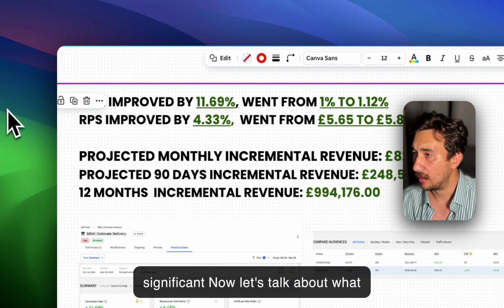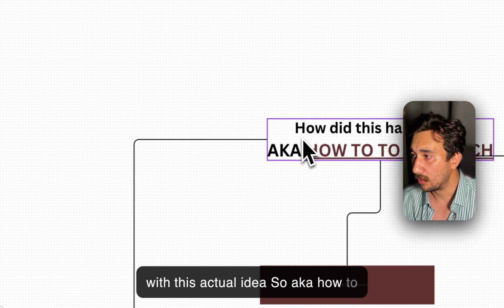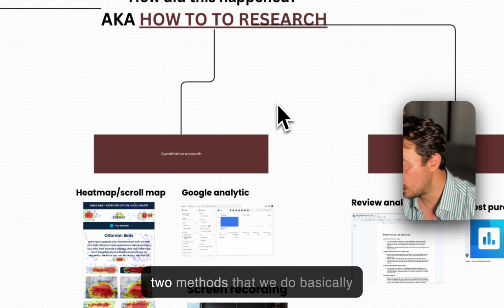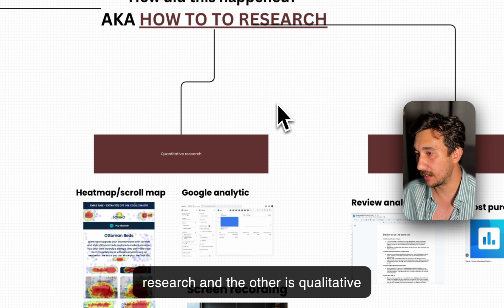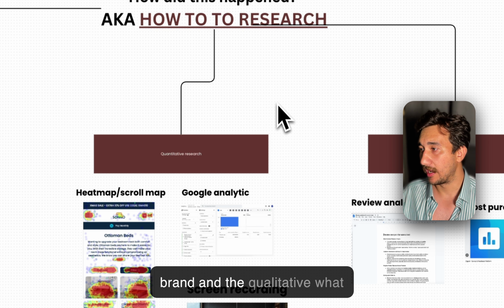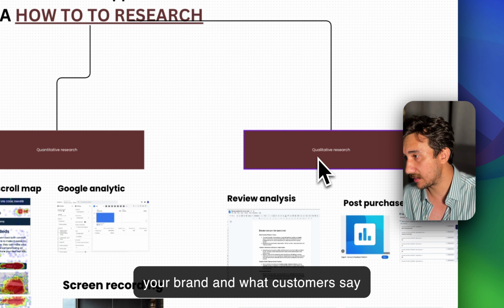Now, let's talk about how we came up with this actual idea, aka how to do research. The research happens for a few reasons. There are two methods that we basically use for research. One is quantitative research and the other is qualitative research. Quantitative is what the numbers say about your brand, and qualitative is what customers say about your brand.